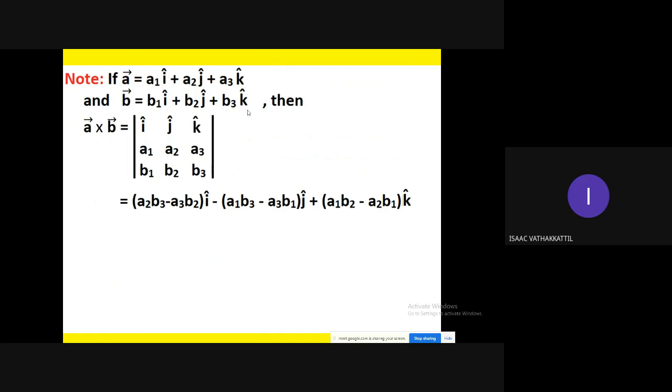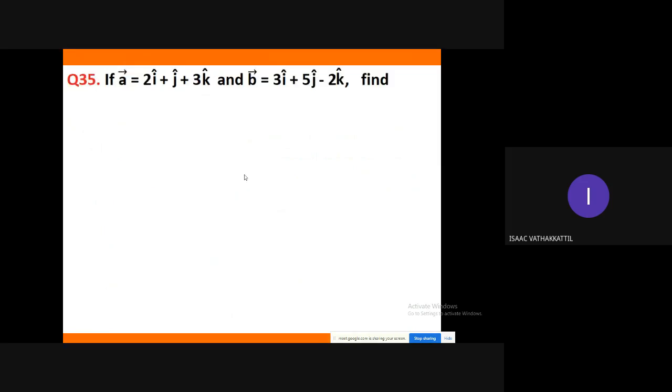So this you remember: dot product of A and B is A1 B1 plus A2 B2 plus A3 B3, whereas cross product will be a determinant. First row is I cap, J cap, K cap. Second row is A1 A2 A3, and third row is B1 B2 B3. Evaluation gives the cross product.